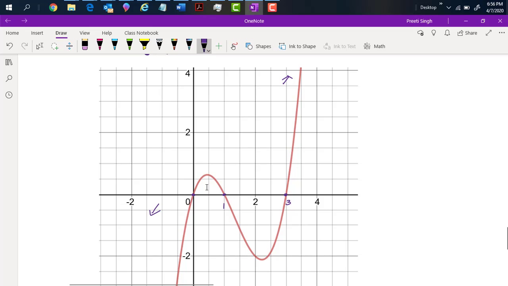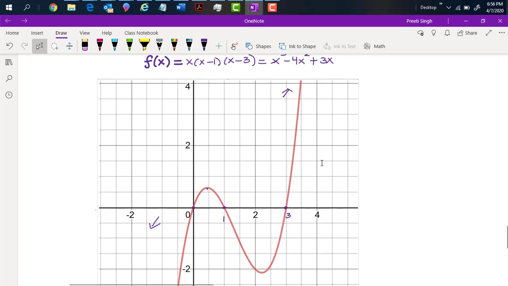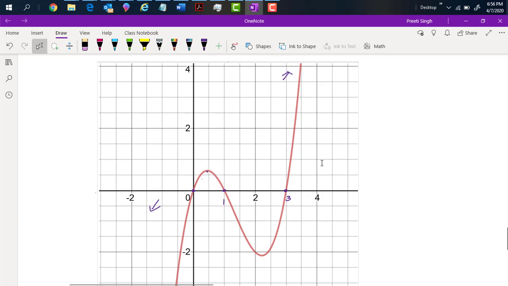I'm not concerned about the local maximum and minimum right here. I don't need them here. I just need to figure out the area between the function f and the x-axis from 0 to 3. So basically I'm looking for this area A1 and A2, and I'm going to calculate A1 plus A2, whatever that area is. Note here that A1 is positive because it's above the x-axis, but A2 is negative because it's below the x-axis, right?